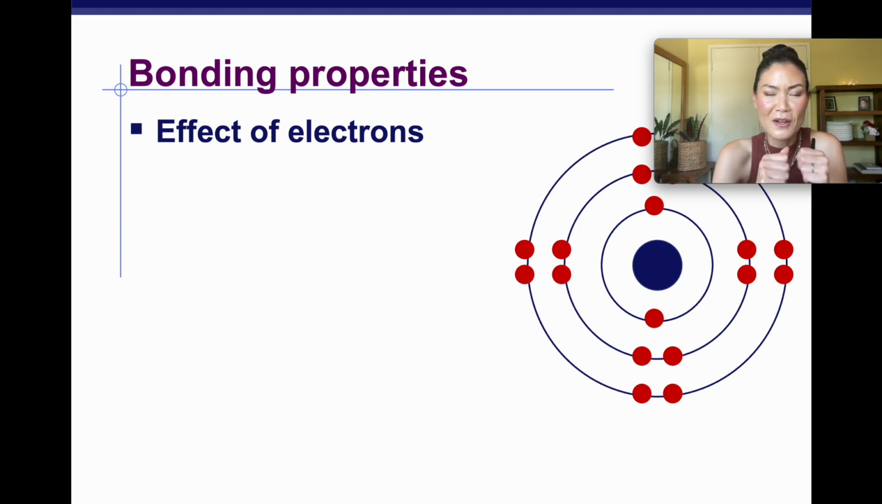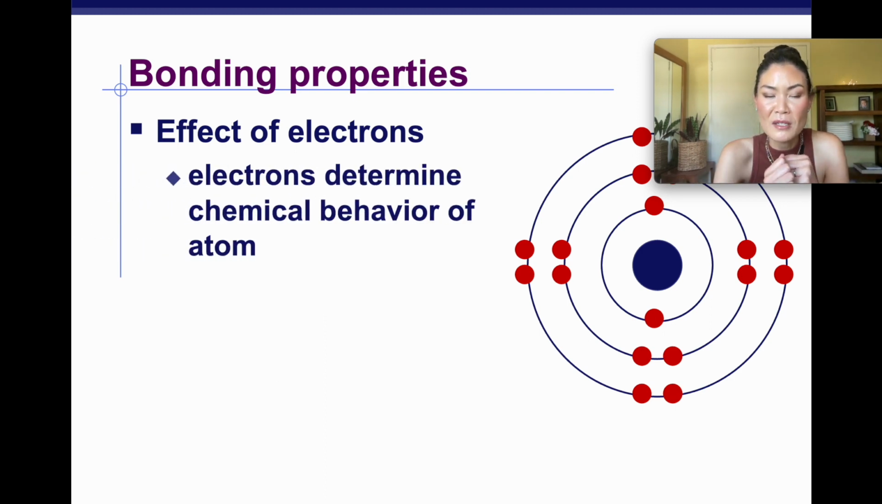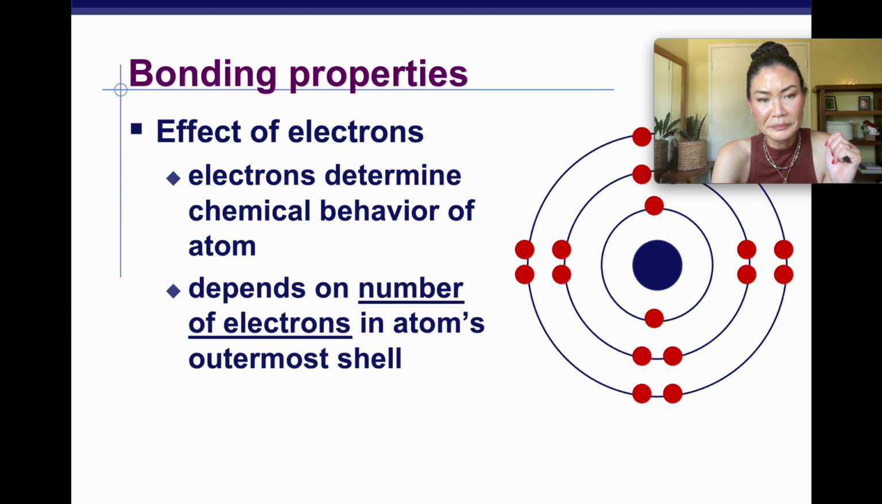And we're going to talk about different kinds of bonds, but the reason why atoms form bonds with other atoms is because of the electrons. It comes down to the electrons, okay? Electrons are responsible for atoms bonding. Electrons determine the chemical behavior of atoms. And the majority of those elements on that periodic table form bonds. They're not found alone, okay?